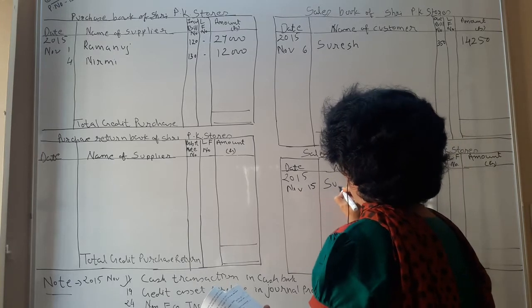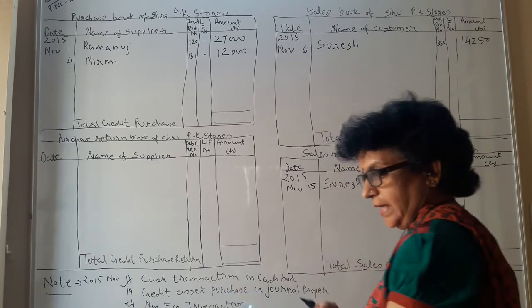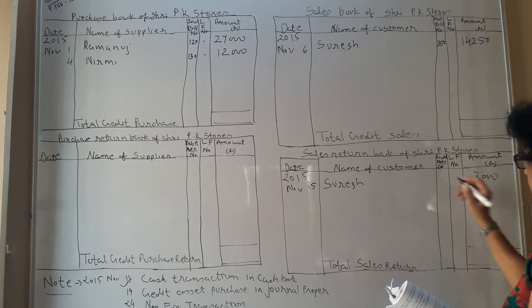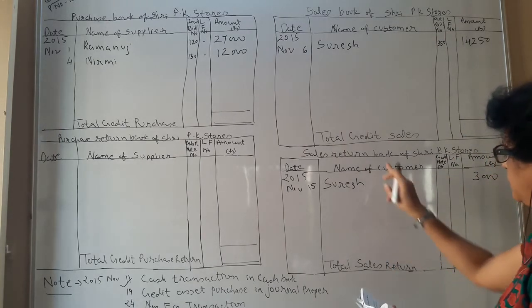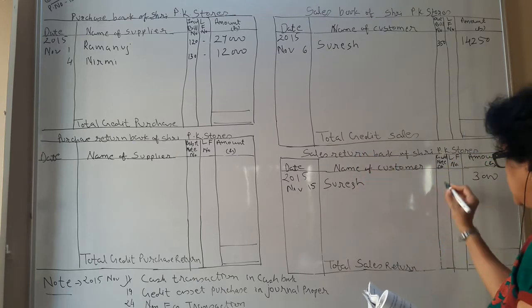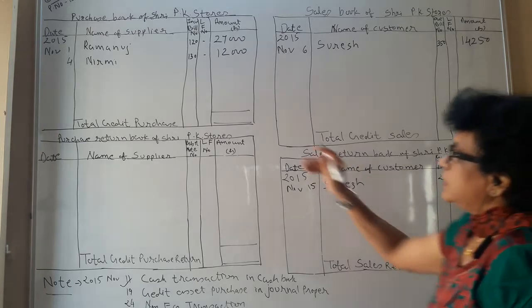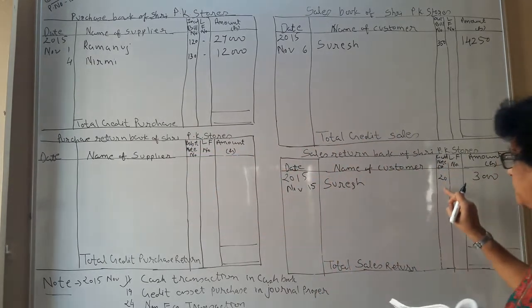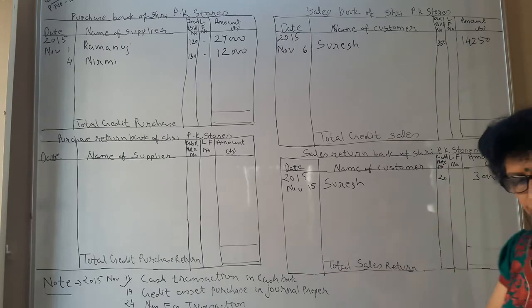Party Suresh. He has returned the goods of 3,000. So 3,000 and the credit note. When you prepare the sales return book, credit note number will come. That is given, 20. For the purchase return book, debit note number comes. For the sales return book, credit note number comes.